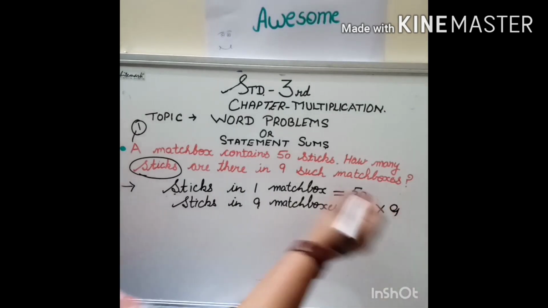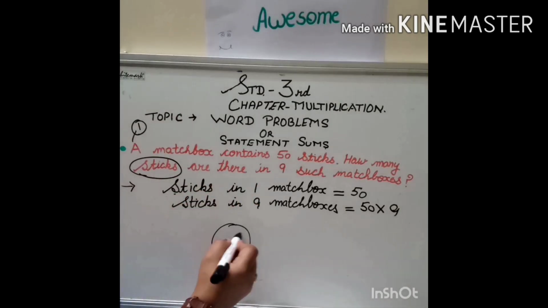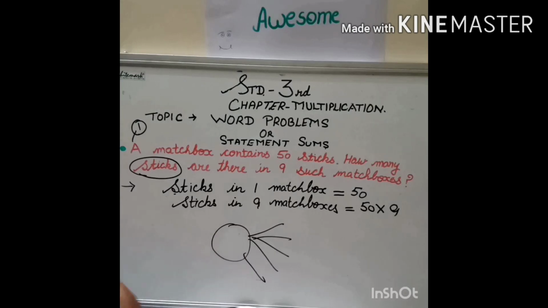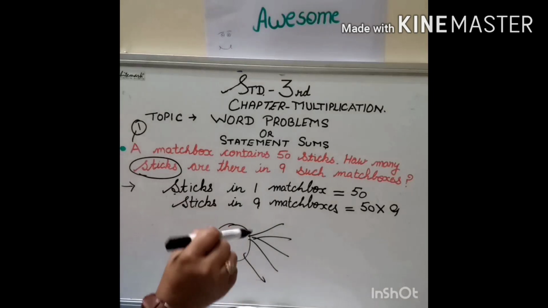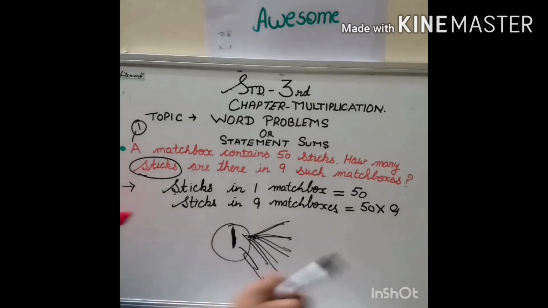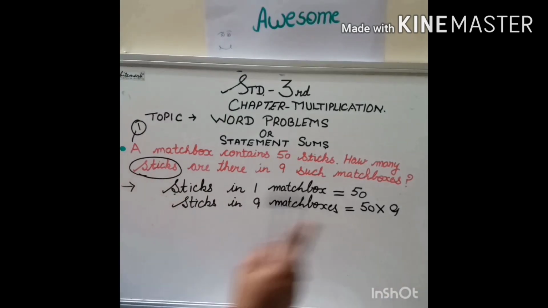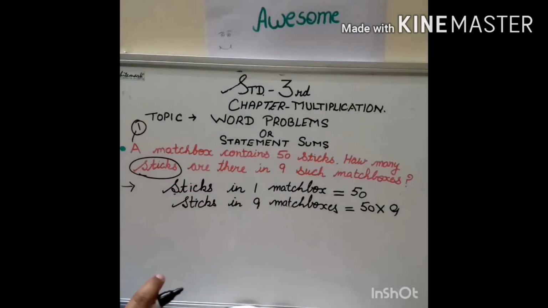Or children, you can think in another way, that is, when they have given us one thing and they are asking for so many things. This is also one way of finding the question related to multiplication. In every multiplication question, they will give you one thing, and they will ask for many things. So it means this is the question of multiplication. In this they have given a statement, sticks in 1 matchbox, and they are asking for 9 matchboxes. So this is the question of multiplication.